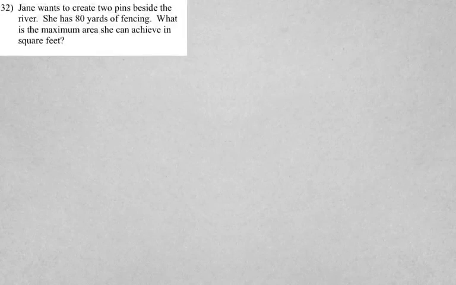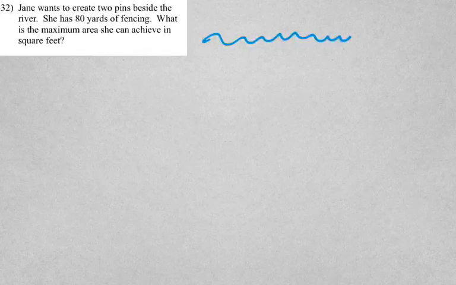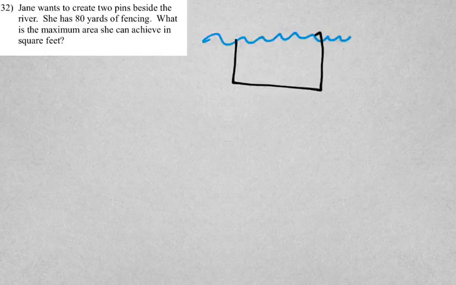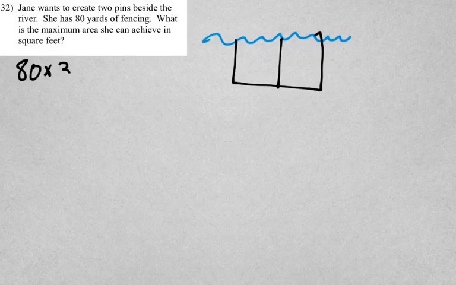Jane creates 2 pens beside the river. So we have a river, and she has 80 yards of fencing to do this. So she wants 2 pens next to the river. So on this one, we get to first again take the 80 and multiply it by 3 to get how many feet of fencing we have.